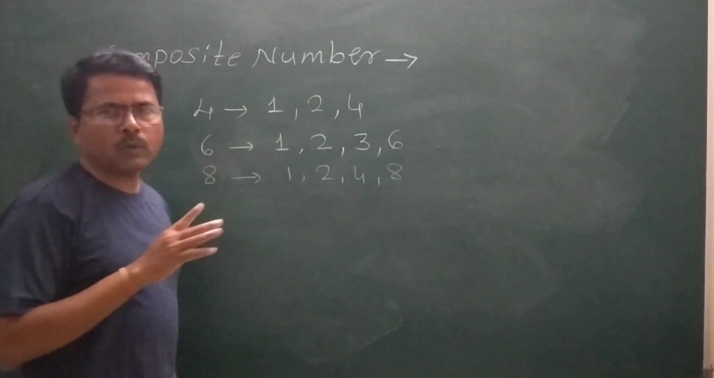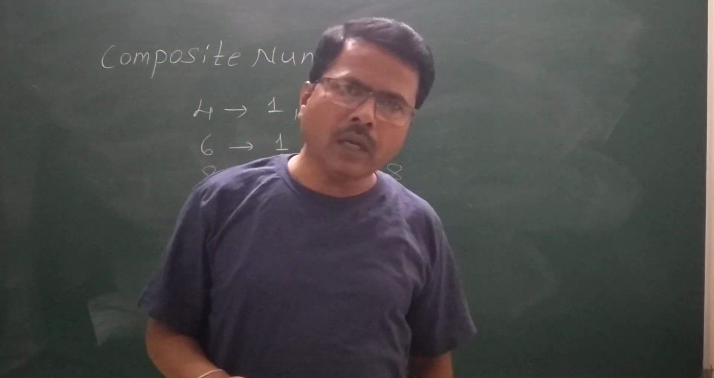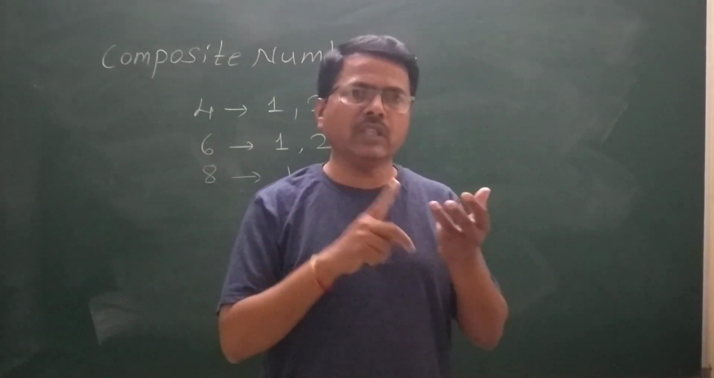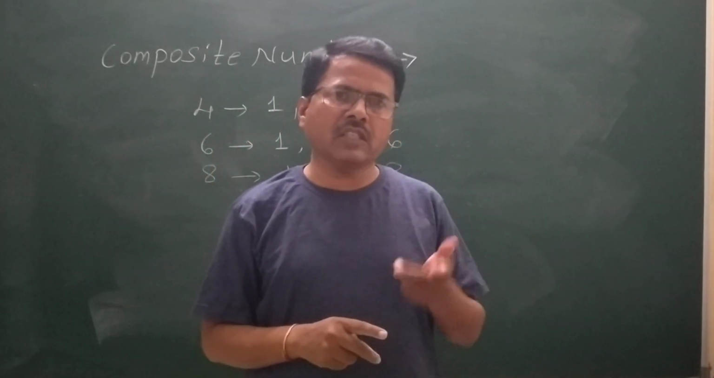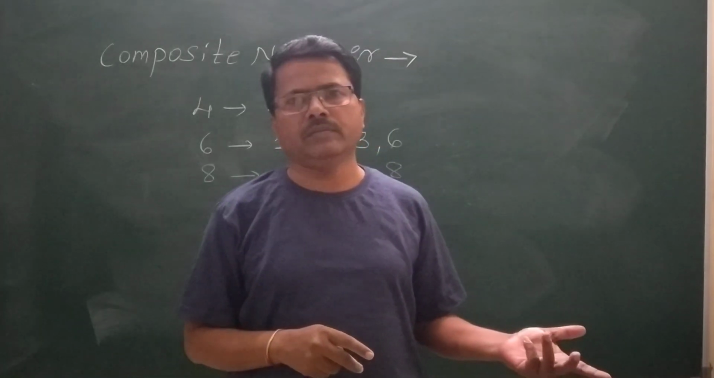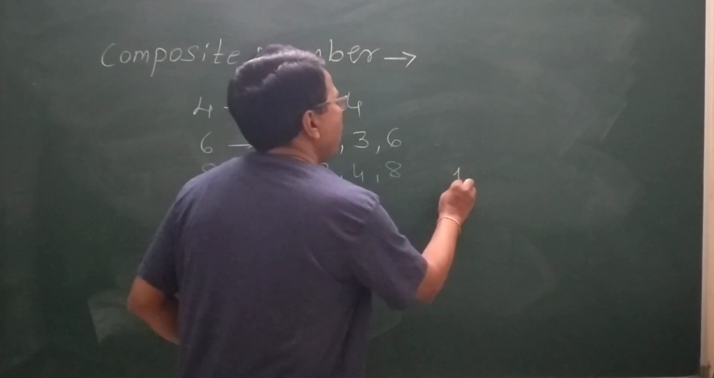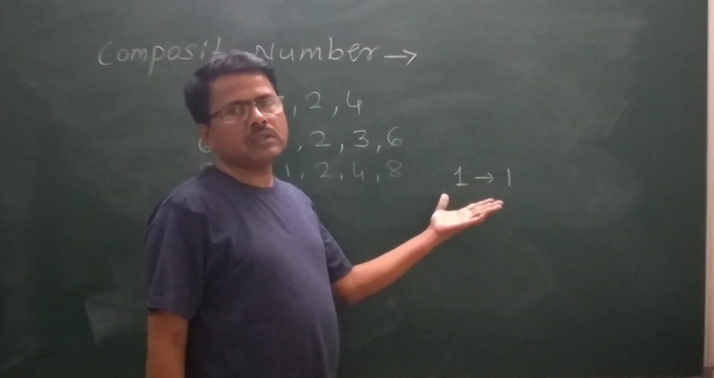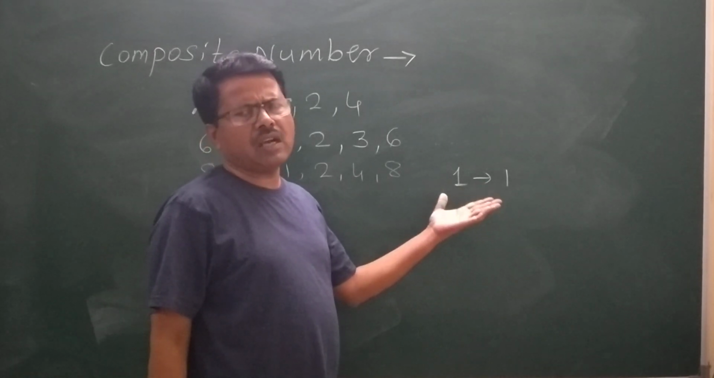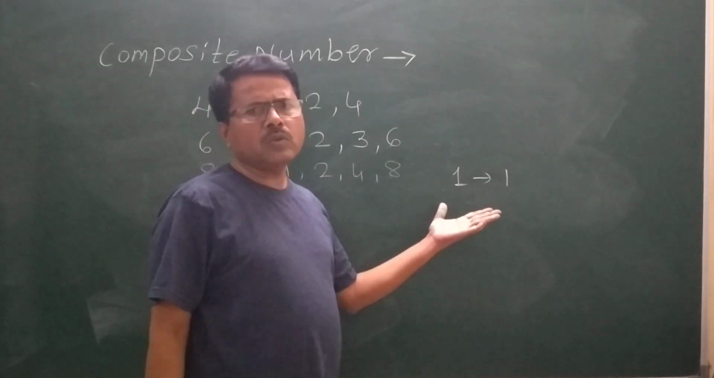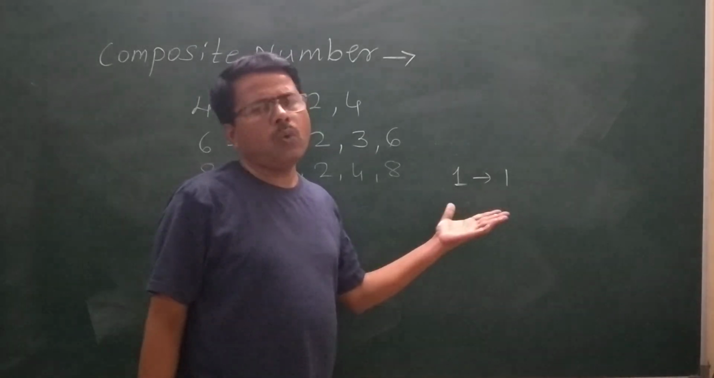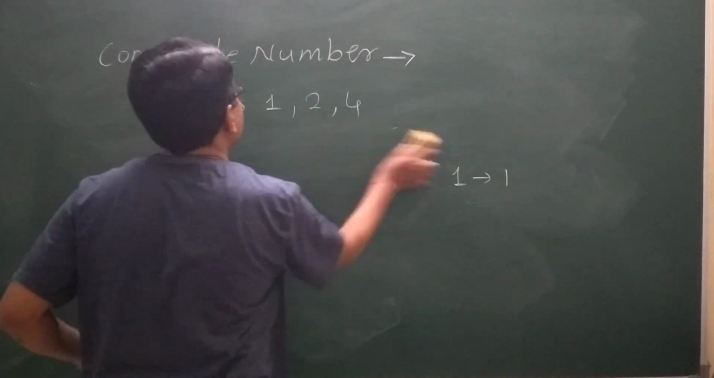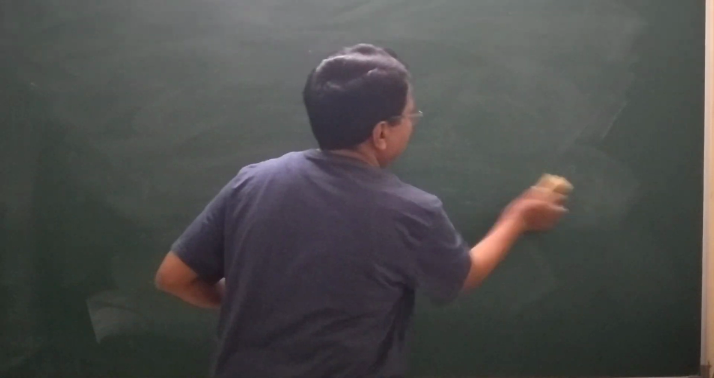What is a composite number? The number which has more than 2 factors. If it has 3 factors, composite. 4 factors, composite. 5 factors, composite. What about 1? 1 has only 1 factor. So it is neither prime nor composite. So now we have understood the meaning of prime number and composite number.